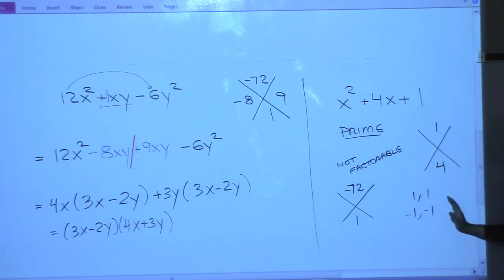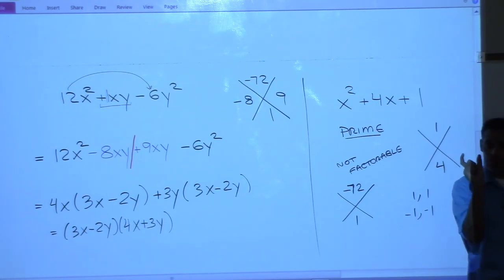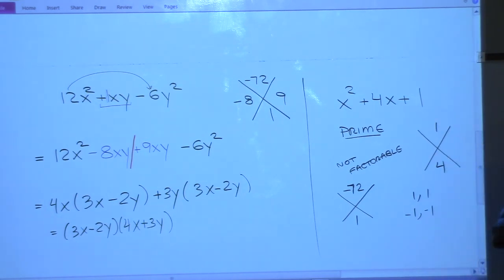Okay, that should get you through most of your homework. Try and at least start the beginning of the homework. If you ever get to anything where it has just 2 terms, just skip it for now. Yes? It's not factorable. Just put prime, yep.